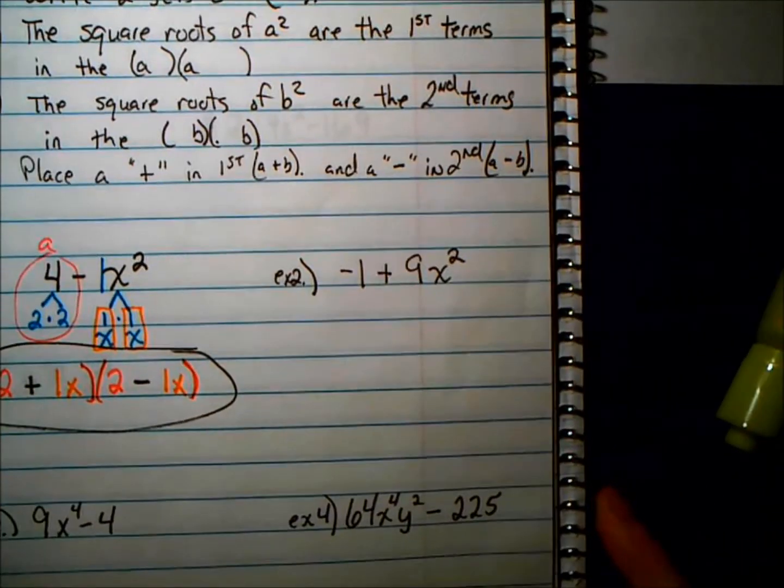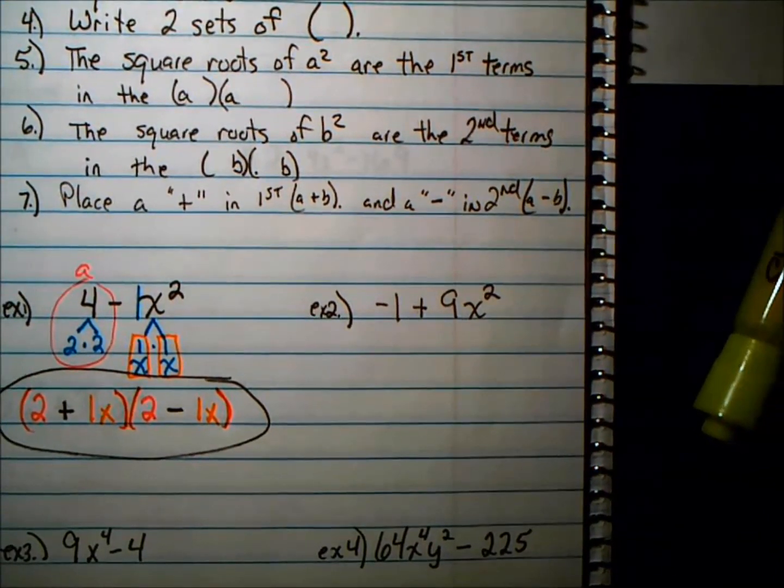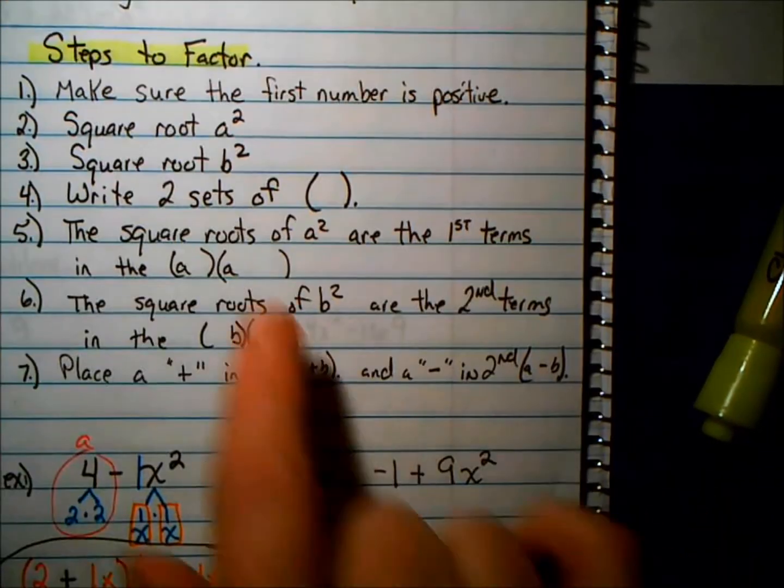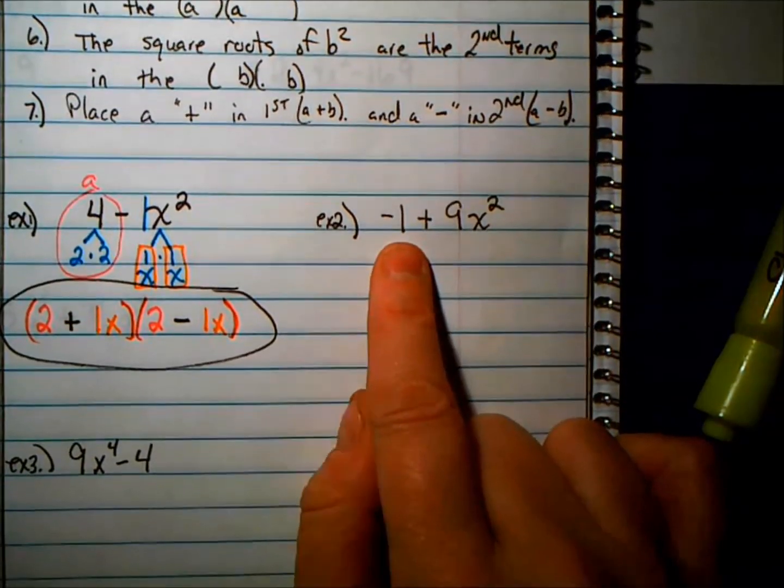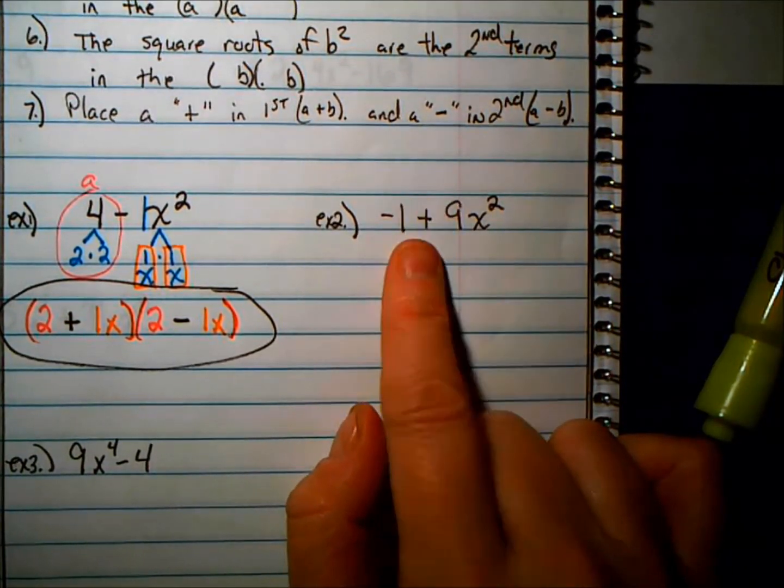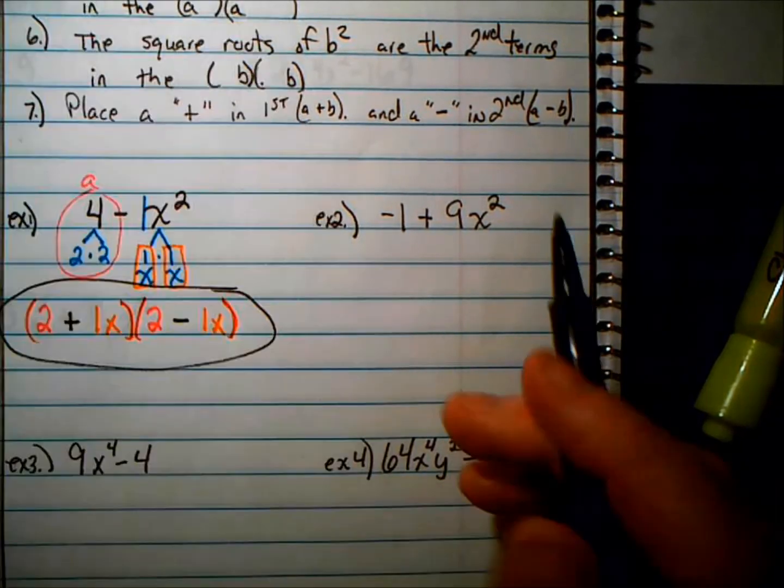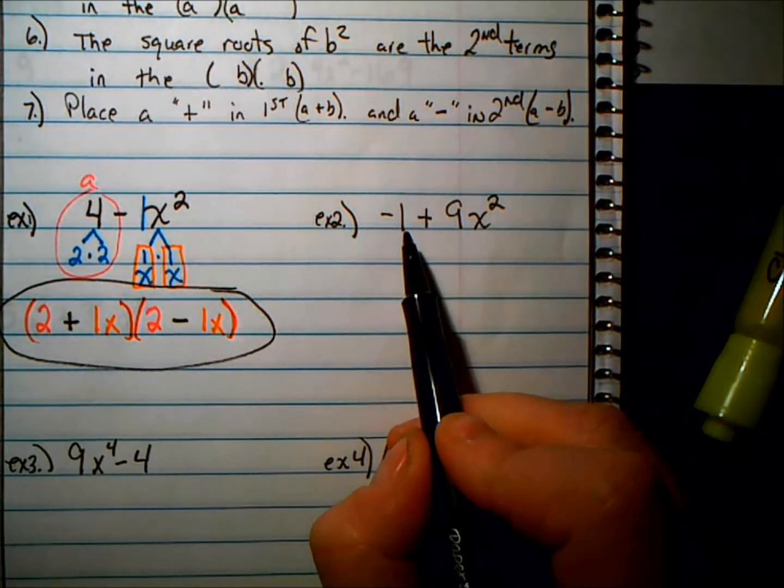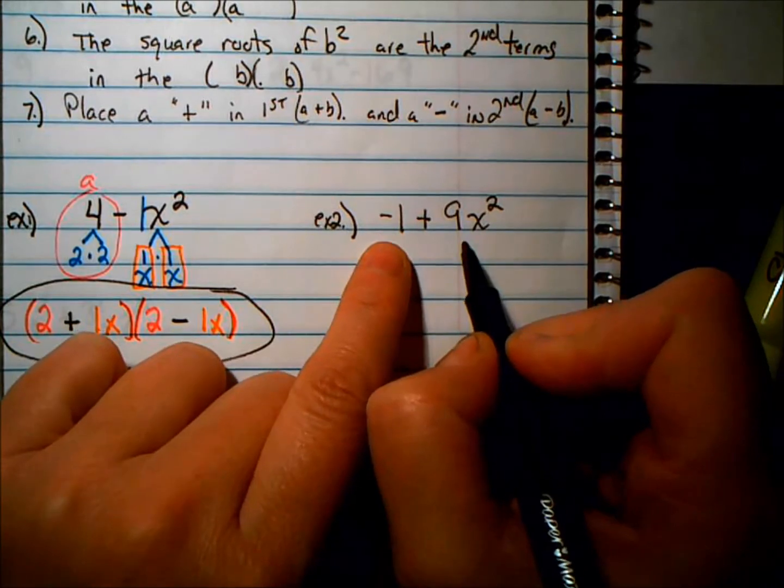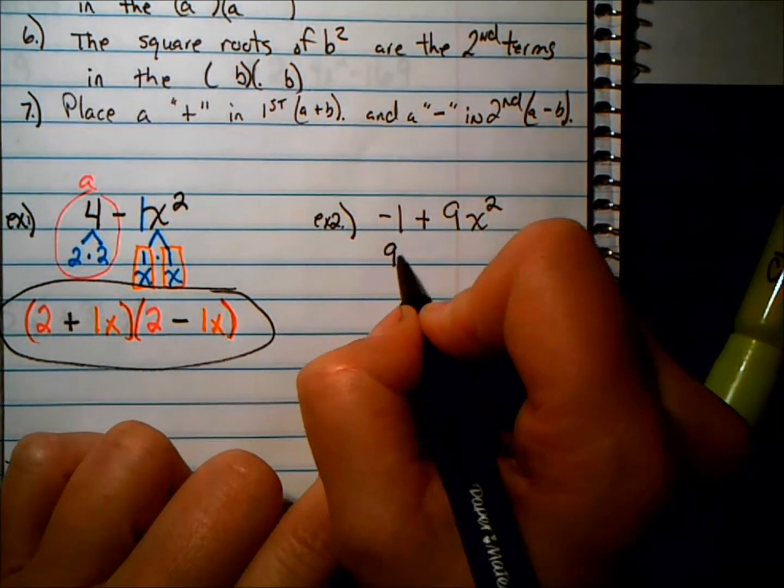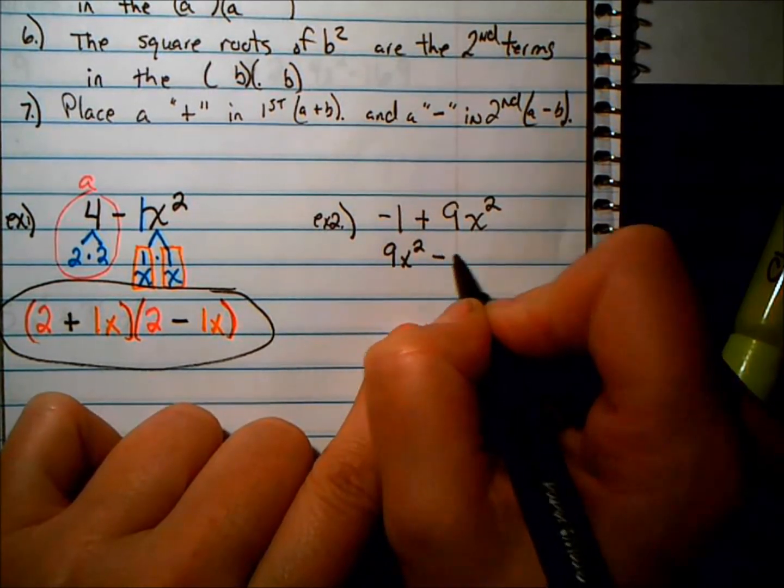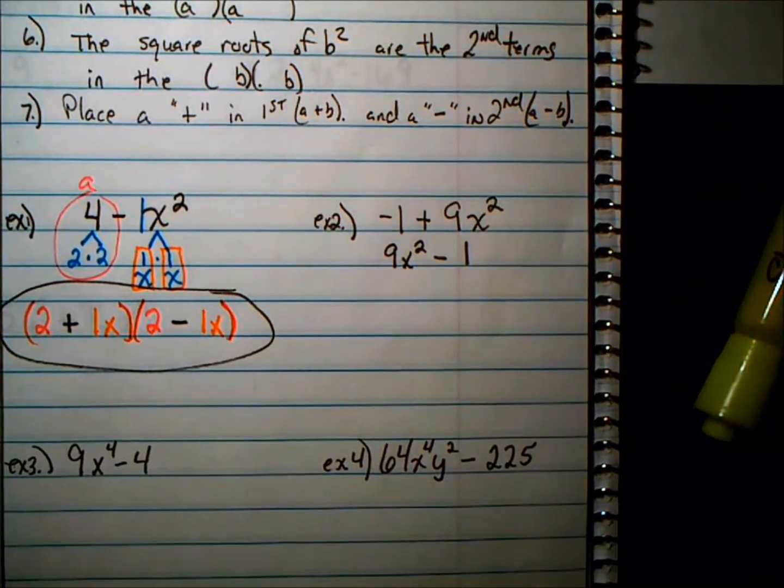Okay. Example 2. If I'm looking at it, my first step was to make sure the first number is positive. And if I look here, my first number is -1. Well, that doesn't work for step 1. I got to make sure that this is a positive number. An easy fix, I'm going to use the commutative property here. I'm going to flip-flop these things. I'm going to put the 9x squared first and then the -1 behind. So I just changed the order.